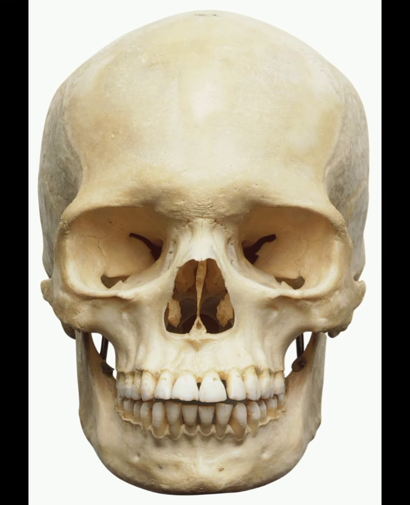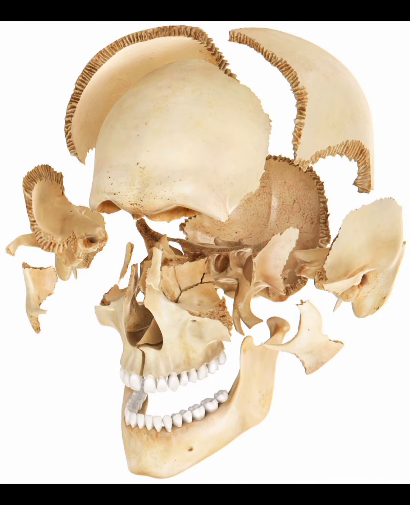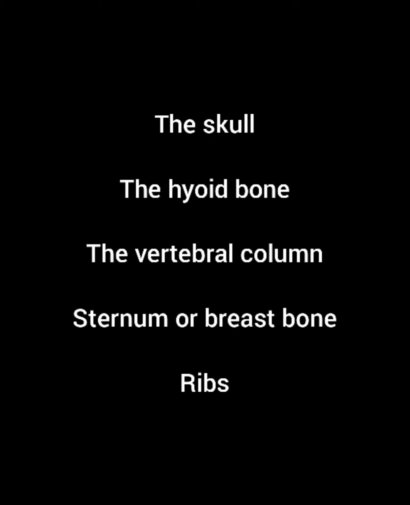Now the axial skeleton parts. The axial skeleton consists of the bones that lie around the axis of the body, including the skull, the hyoid bone, the vertebral column, the sternum or breastbone, and the ribs. These are all included in the axial skeleton.